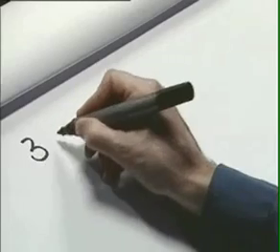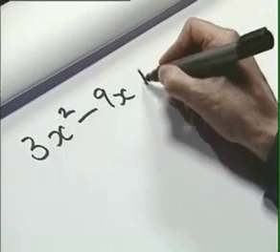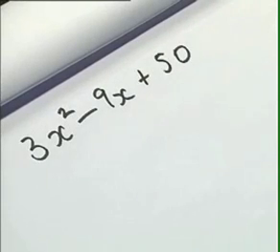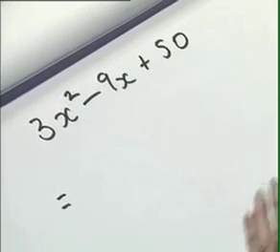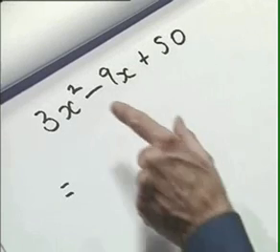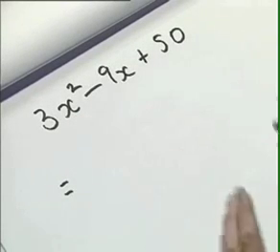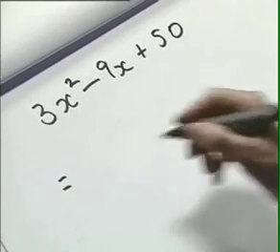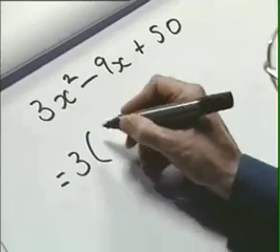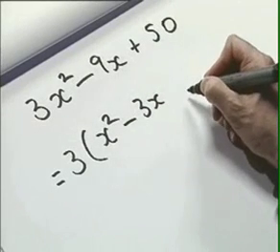So we have 3x squared minus 9x plus 50. What do we need to do to begin with? Well, we know how to do this if we've got a unit coefficient with the x squared. So let's make it a unit coefficient by taking out the 3 as a common factor. So that's 3 brackets x squared minus 3x.